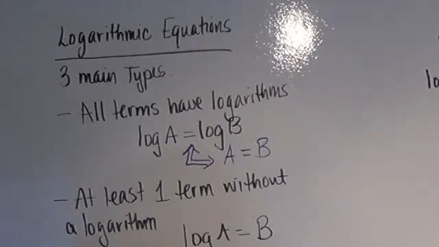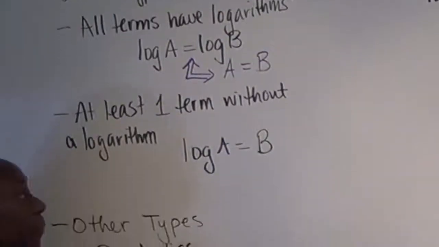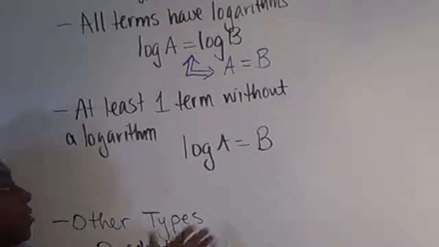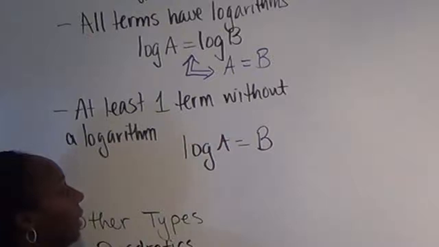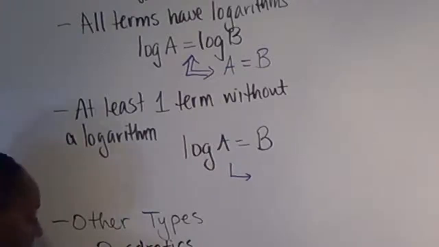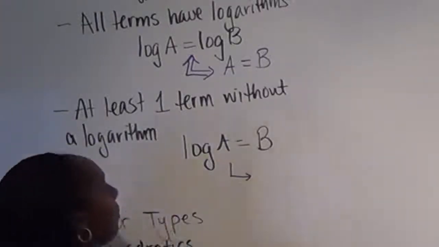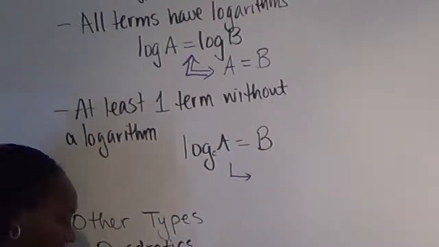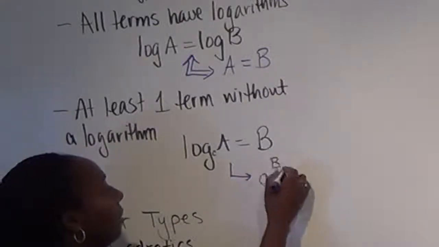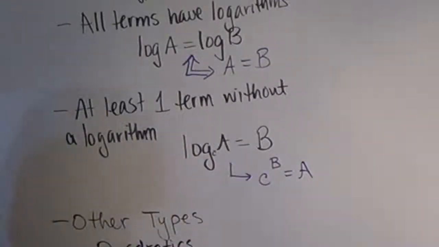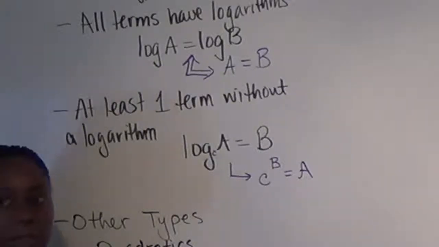The second type is if there's at least one term without a logarithm. And so when we simplify it down, it's going to look something like log of A equaling B. Here, the key is we're going to use our equivalence to solve. I forgot to write a base in here, so let me put base C. If I have log base C of A equaling B, so I simplify it down to a single logarithm, then C to the B will equal A.